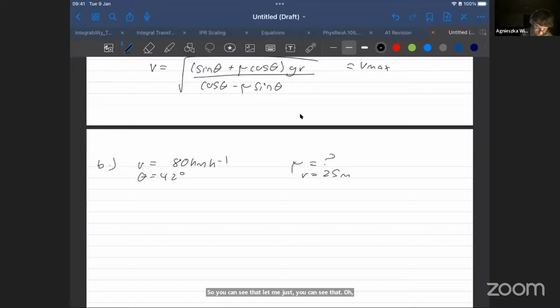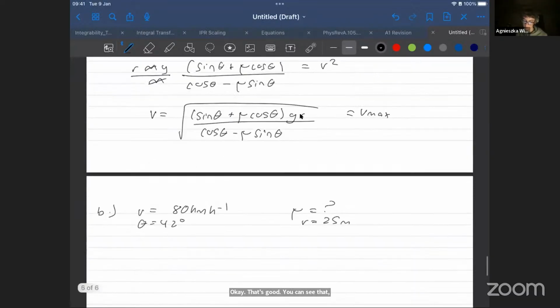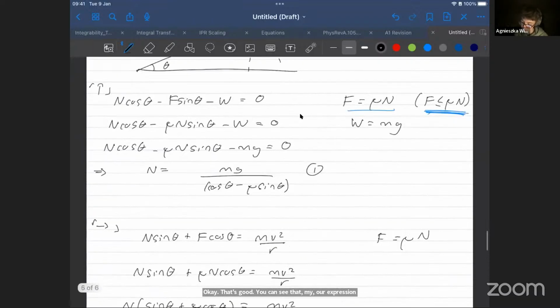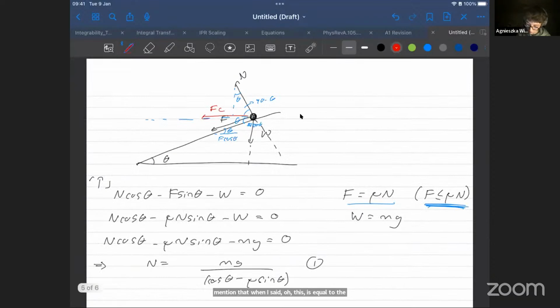Okay, that's good. You can see that our expression for mu, what do we have? Oh yeah, sorry, I forgot to mention that when I said r, this r is equal to the radius of this circular motion, which is equal to the radius of the track, which is what we are given here.